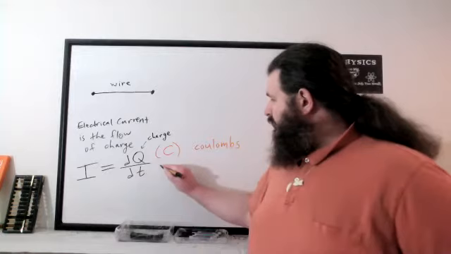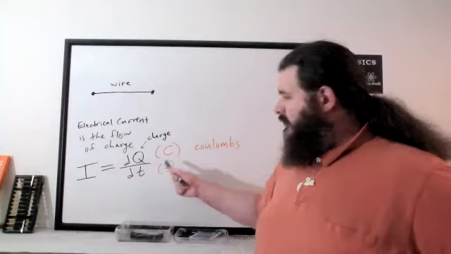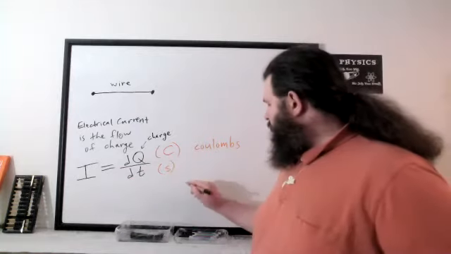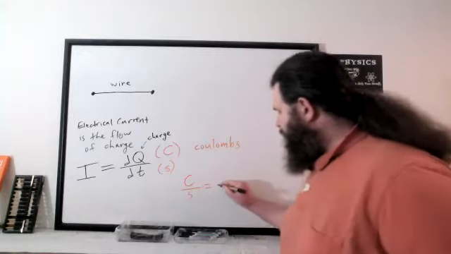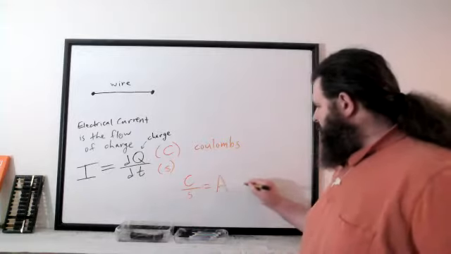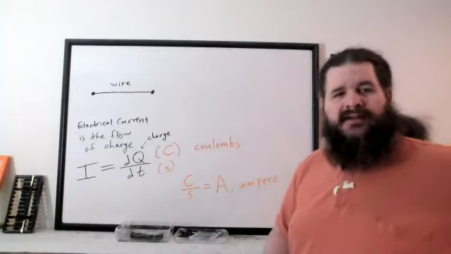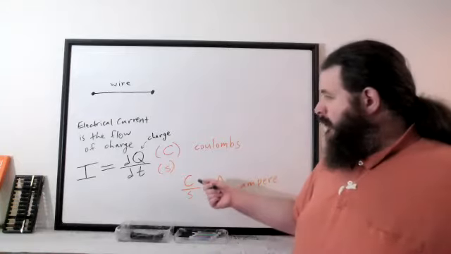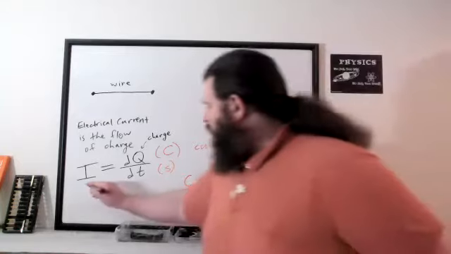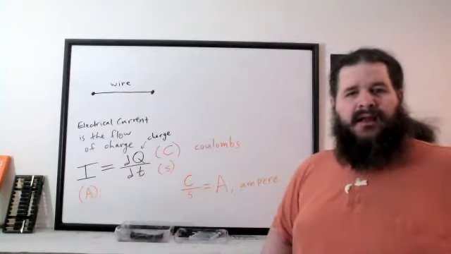And then time, as usual, is measured in seconds. So that means current is measured in coulombs per second. And coulombs per second is abbreviated as amperes, written as a capital A. So this is the unit of current. Electrical current is measured in amperes, often just read as amps. 1 amp or 1 ampere means 1 coulomb of charge flowing past that point per second. So that's the official unit of measurement for current, amps or amperes. Any questions on that so far?